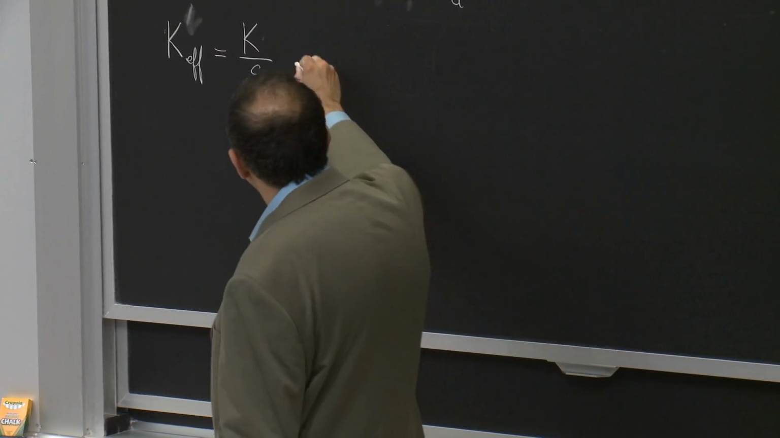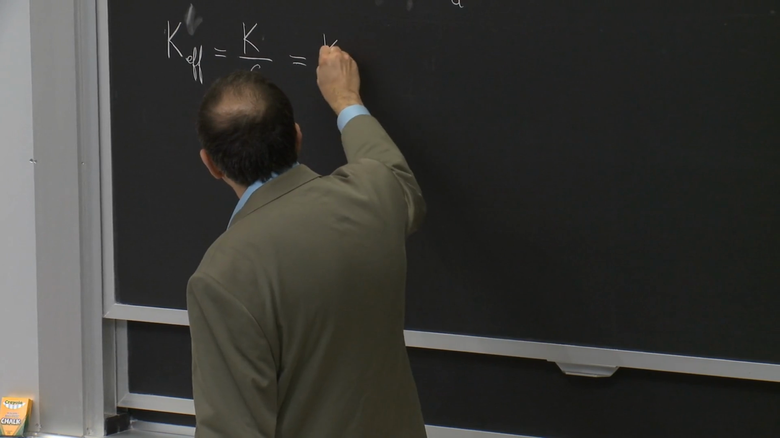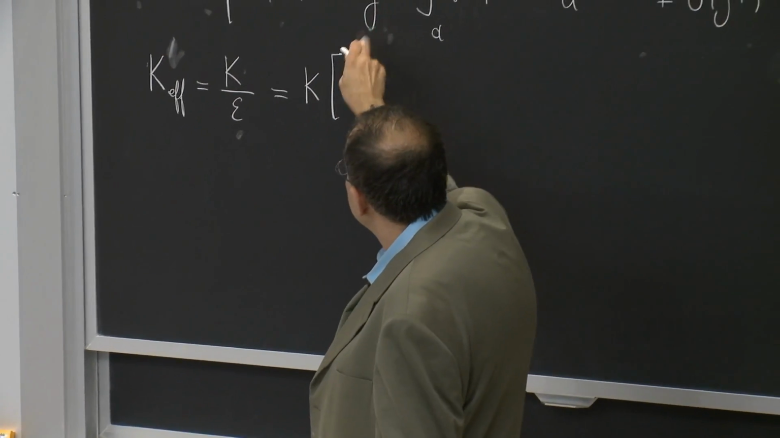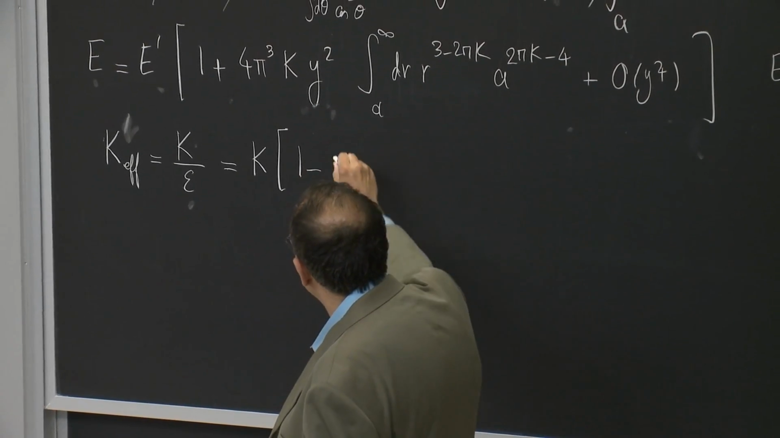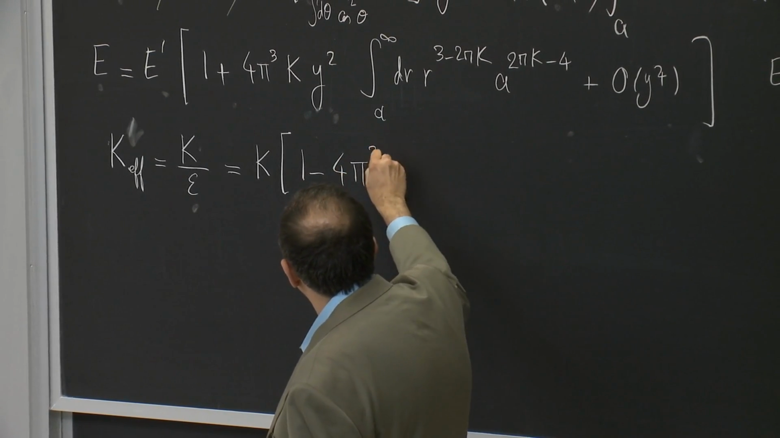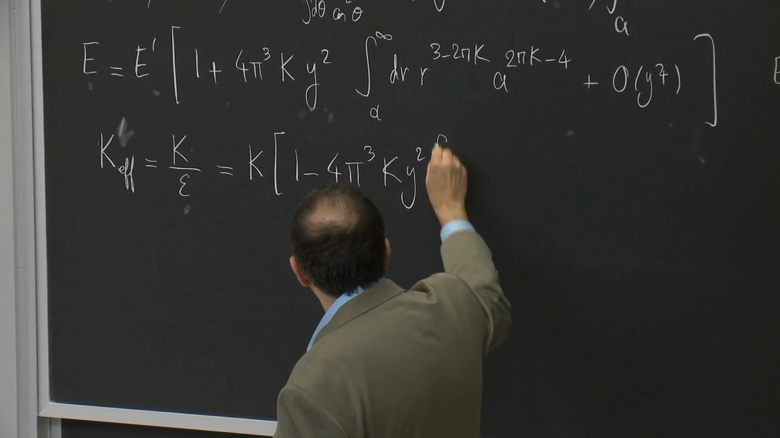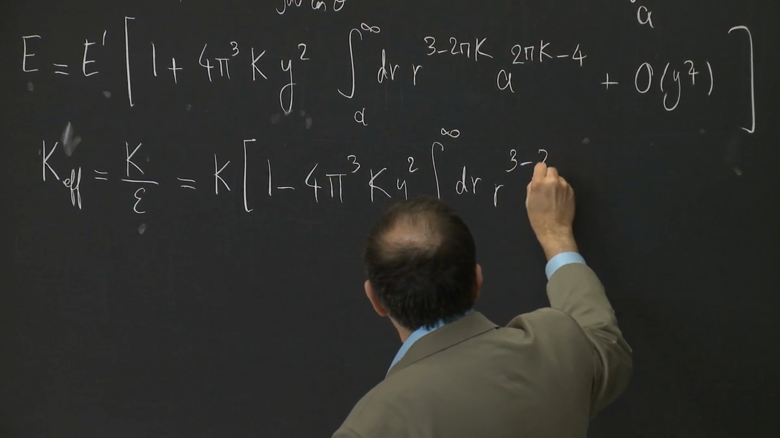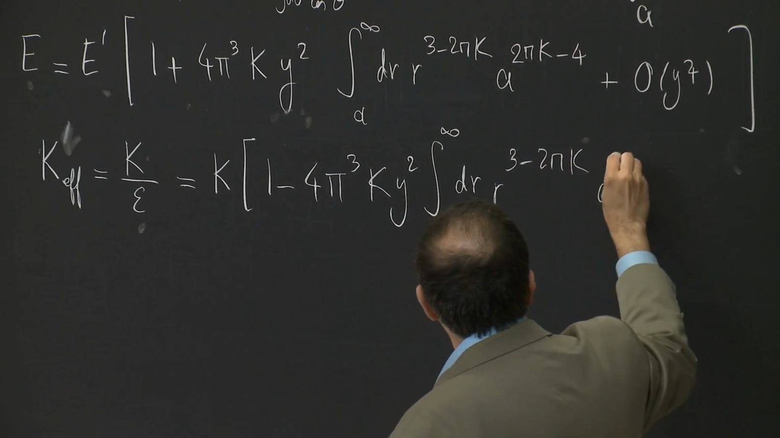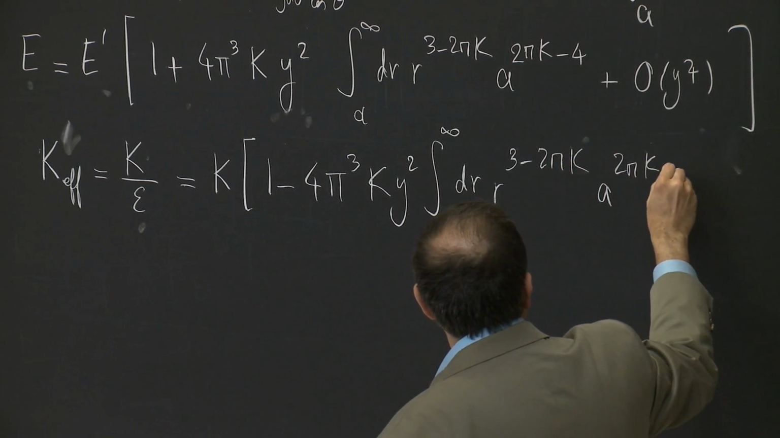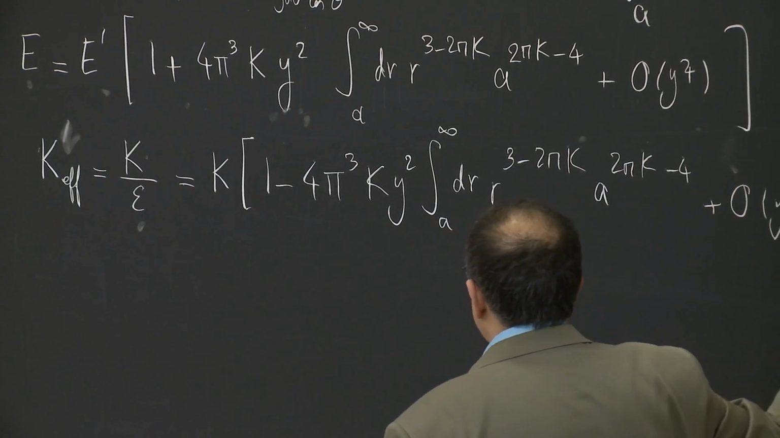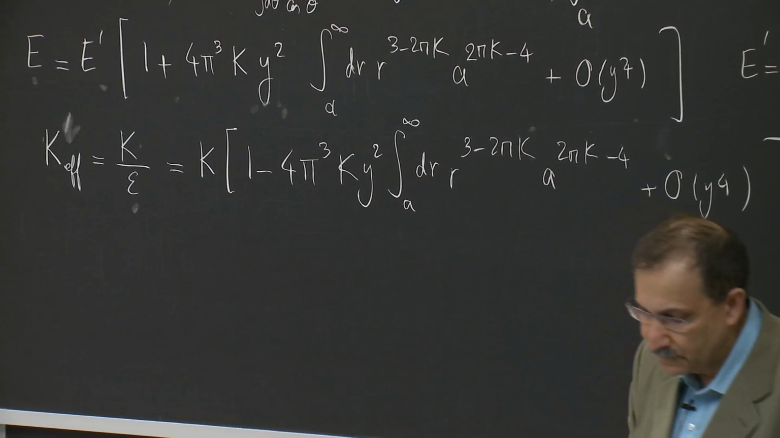And so the effective K that I have is going to be reduced from the original K by the inverse of this. Since I'm doing an expansion in y, it is simply minus 4 pi cubed k y squared integral a to infinity dr r to the 3 minus 2 pi k a to the 2 pi k minus 4 plus order of y to the 4th. Okay?